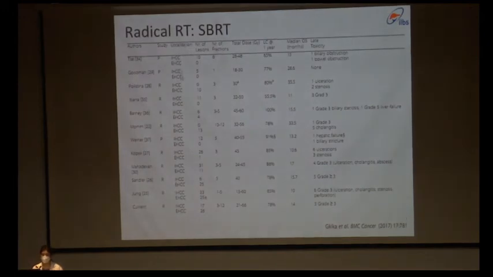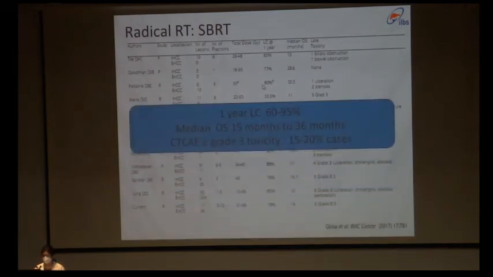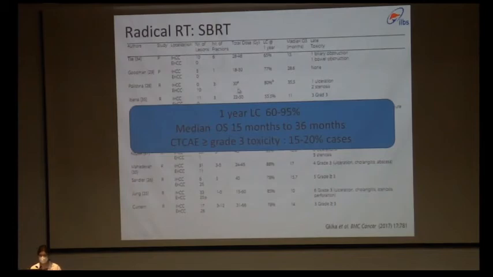In the patients who are ineligible for surgery or any other modality of treatment, SBRT can be done, and these studies have shown that SBRT is an option for intrahepatic as well as extrahepatic cholangiocarcinoma. In the majority, it is intrahepatic. The dose given ranges from 25 gray to 60 gray in 5 to 10 fractions, and the local control ranges from 65% to 95%. Median overall survival ranges from 15 months to 36 months with a CTCAE grade 3 toxicity of 15 to 20%.